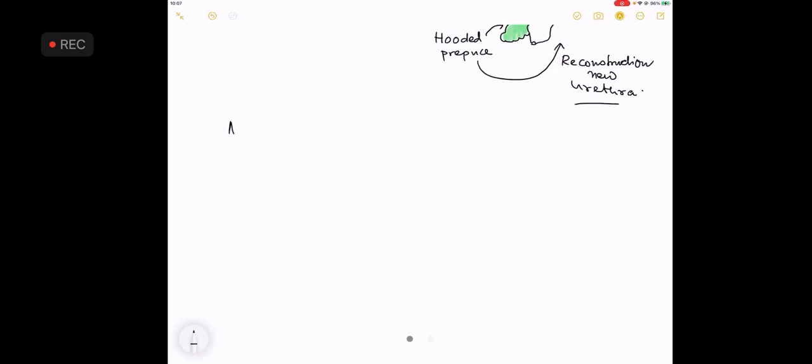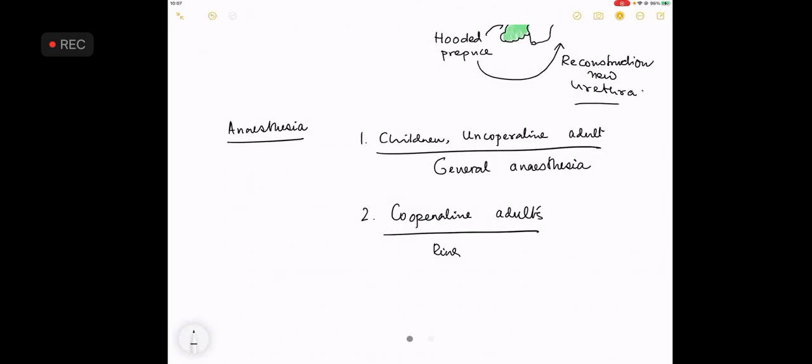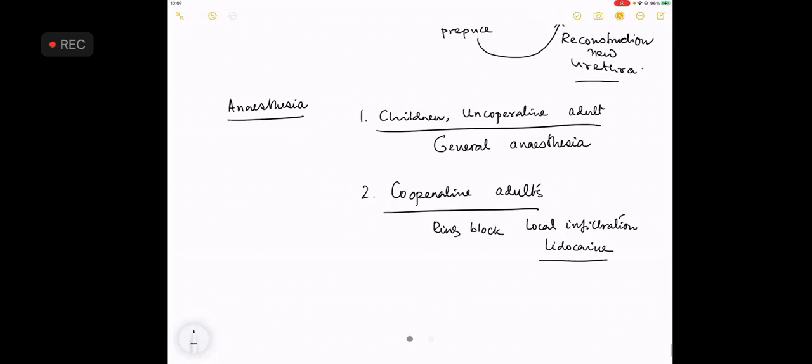Now, what is the anesthesia that you require? Two words only. Number one, for children and uncooperative adults, always go for general anesthesia. For cooperative adults, always go for ring block, local infiltration by lidocaine or lignocaine.